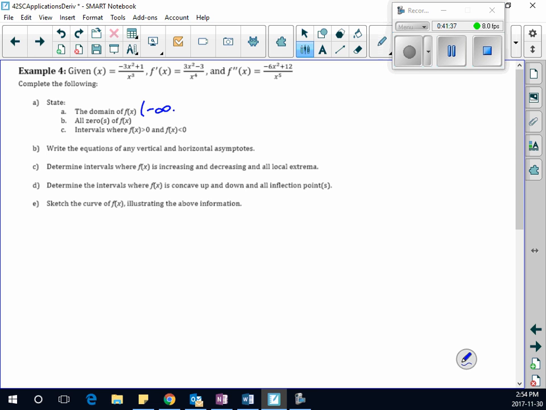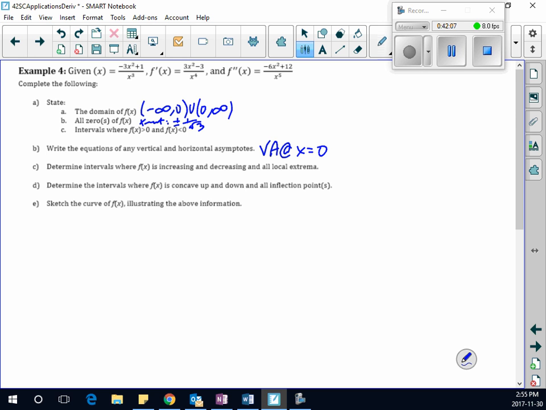Negative infinity to 0, 0 to infinity. Does everybody see there's a vertical asymptote at x equals 0? Is there a 0? Plus or minus 1 over root 3. So x-intercept plus or minus 1 over root 3.